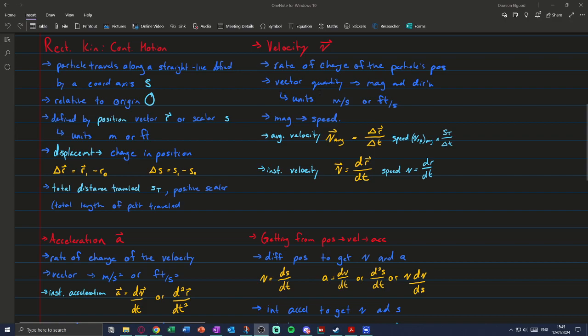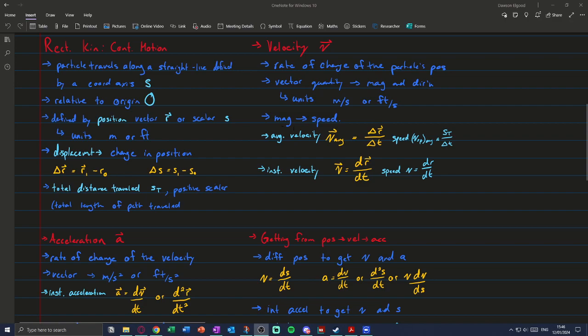A vector quantity has a magnitude and direction. So it has a value in whatever units, in some direction. For the most part, when it comes to rectilinear motion, we're just going to assume that right is the positive direction and left is the negative direction. The units for velocity are going to be meters per second or feet per second.